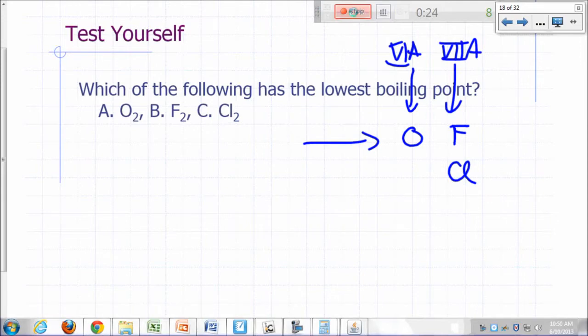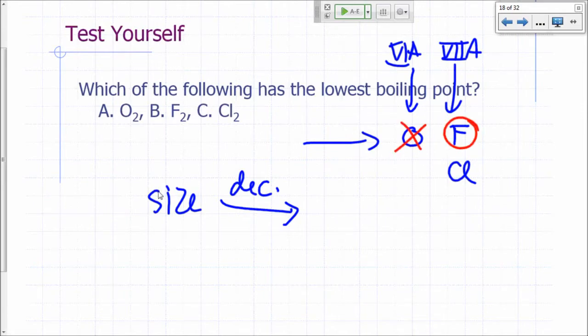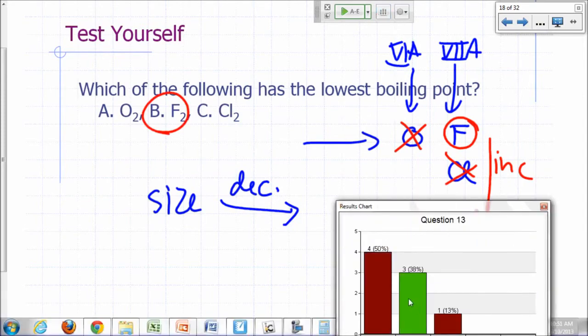Okay. See if you remember your trends. What's the trend going left to right across the periodic table? Increasing or decreasing size? Decreasing, right? So fluorine is smaller than oxygen. What's the trend in size going down a column in your periodic table? Increasing size. So fluorine is smaller than chlorine. So the answer is fluorine. Oh, you need to review your periodic trends in atomic sizes, okay?